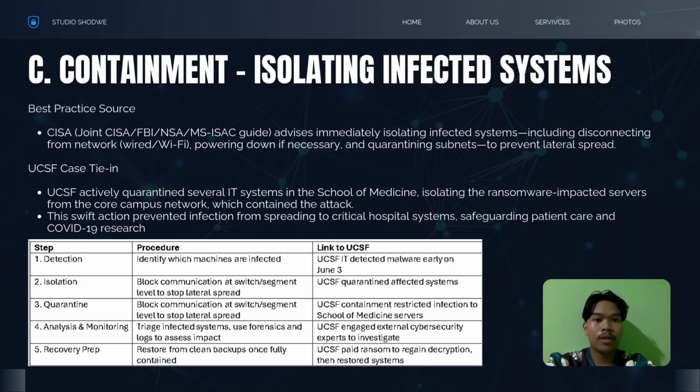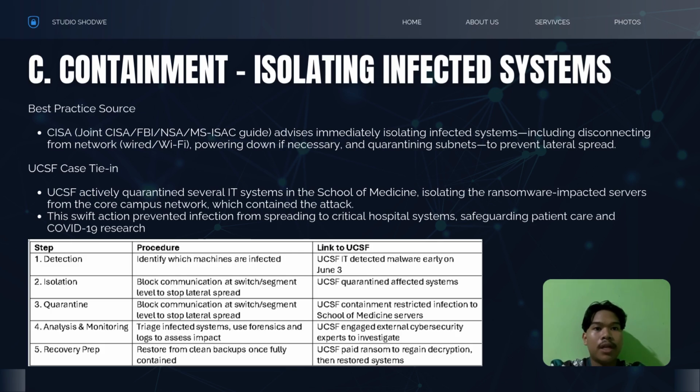So now I will explain malware response. Containment is about isolating infected systems quickly so the malware can't spread further. According to CISA, which is a joint cybersecurity agency involving the FBI, NSA, and others, organizations should immediately disconnect infected systems from the network. That includes cutting off both wired and wireless access, shutting down the infected machine if needed, and even quarantining an entire network segment.